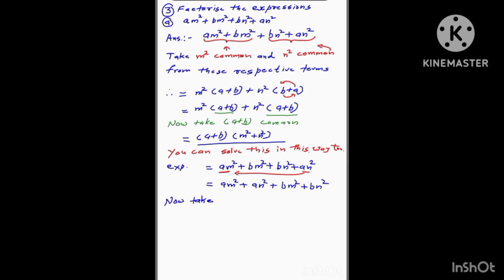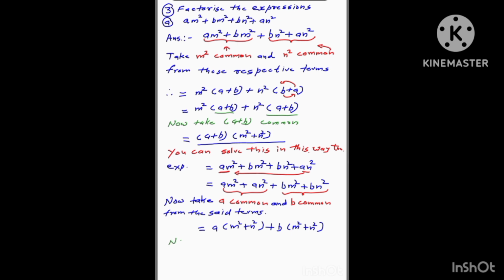Now you can take a common from the first two terms. Earlier we had taken m square common. Now you can take a common from these two terms and b common from the last two terms. We have rearranged it, we have not changed the value. So after taking common, you can write a as common into bracket m square plus n square, and another bracket plus b into m square plus n square.